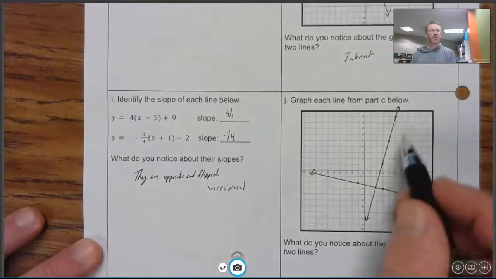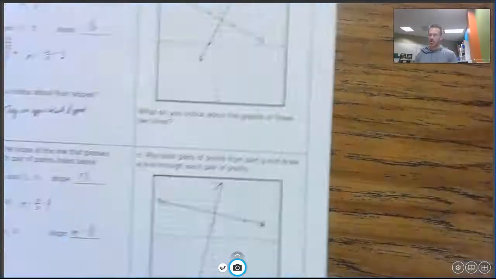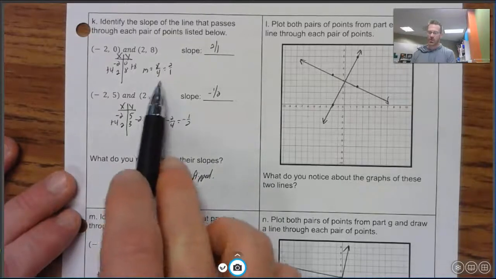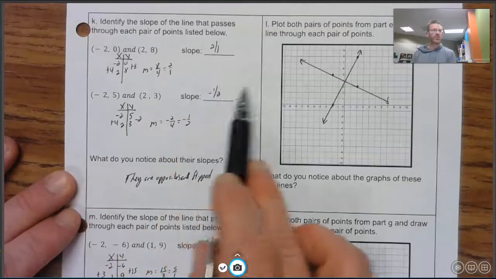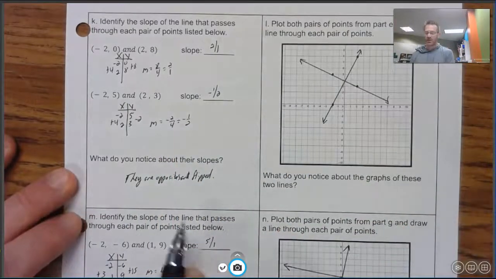And once again, it looks like they're intersecting in a very specific way. All right, so now let's go and look at the last 2 graphs. Once again, these involve the points. Find your slope from making your XY table, 2 to 1, -1 to 2. Once again, they definitely intersect, and you see that they're opposite and flipped.